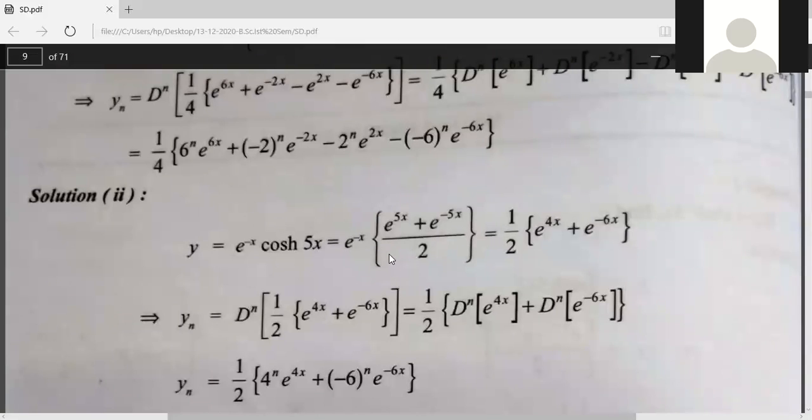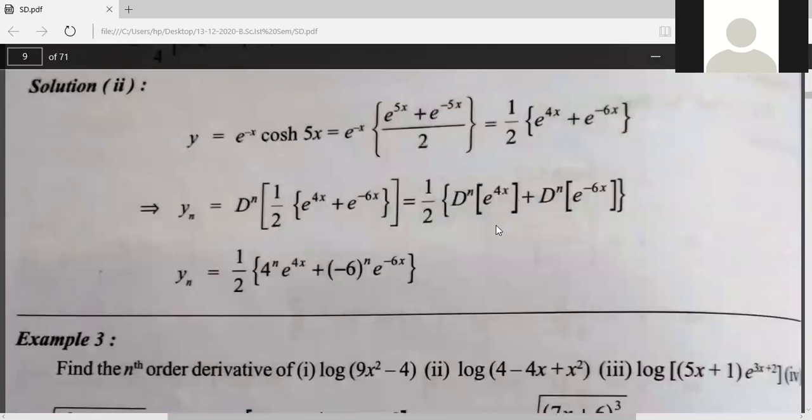Now here yn is equal to y. yn means the nth derivative you have to find out. D to the power n of y, that means the nth derivative of y, is equal to this. 1 by 2 is a constant, you are writing outside. Then d to the power n of the first one, e to the power 4x, d to the power n of the second one.